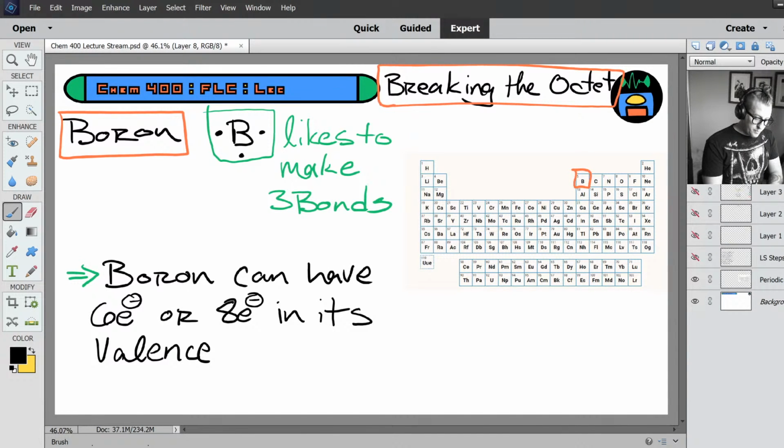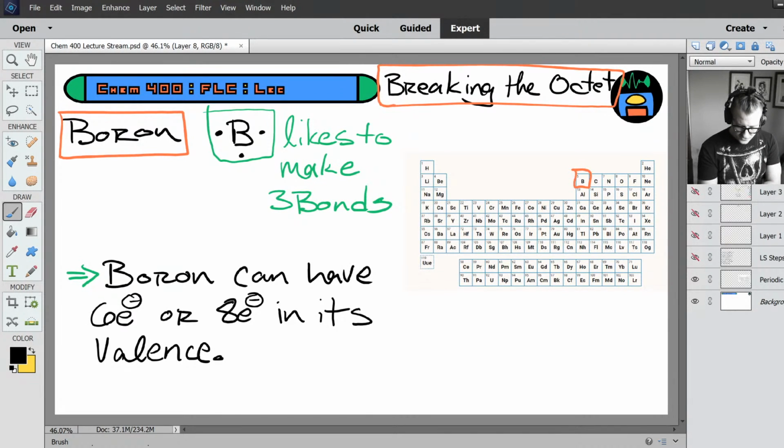So there are Lewis structures of boron that have 4 bonds. There are Lewis structures of boron that have 3 bonds, and either one is fine. Boron is the one exception where it's allowed to have less than 8 electrons.